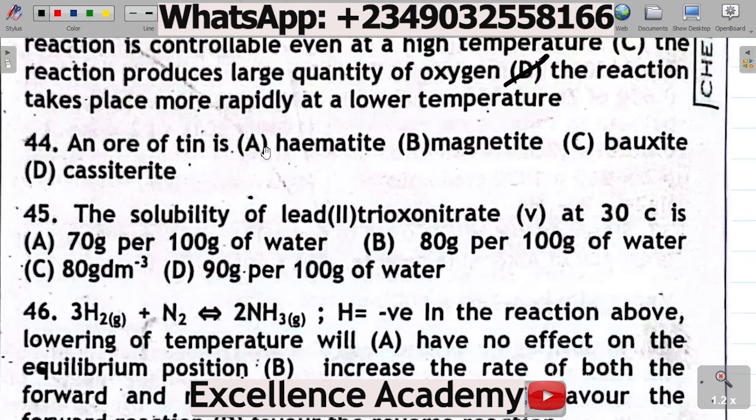Question number 44. 44 says an ore of tin is A, hematite, B, magnetite, C, bauxite, D, cassiterite. For 44, you want to note that the ore of tin is actually D, cassiterite. Cassiterite is SnO2. That's it. And this is the main tin ore. So the correct answer is cassiterite.